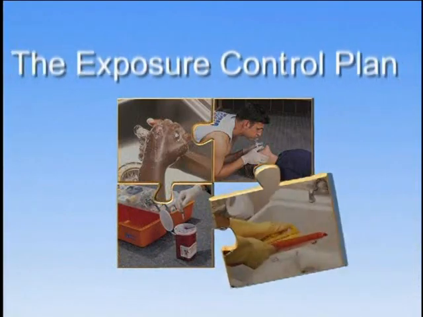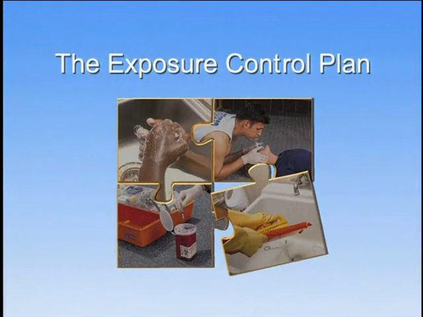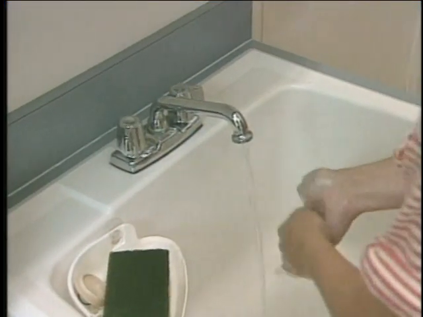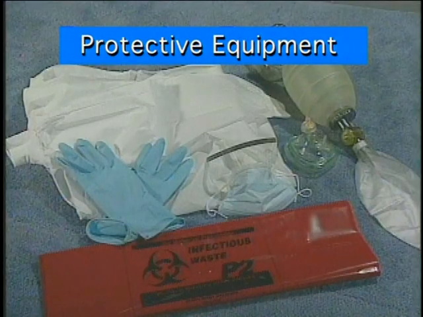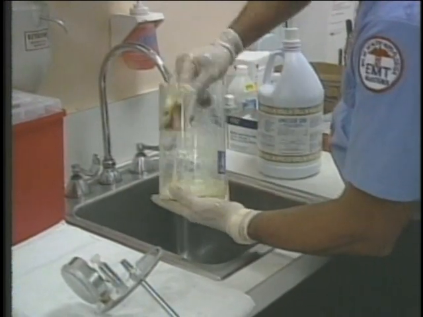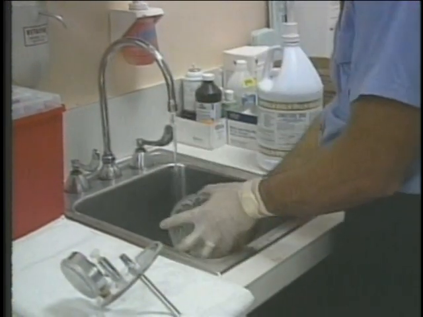Protecting yourself from disease transmission requires that you modify your behavior and follow some basic practices. These include practicing good personal hygiene and using appropriate personal protective equipment. It also includes those practices your employer may require you to follow.